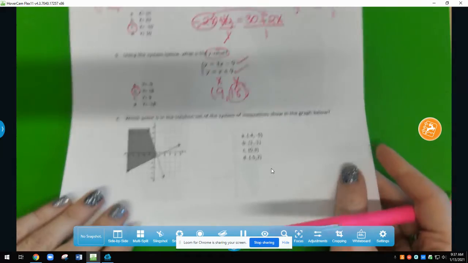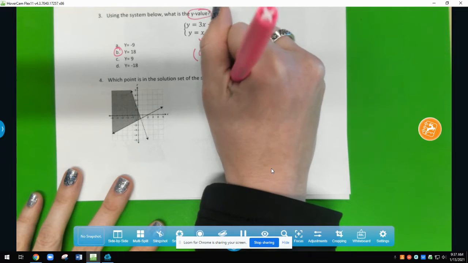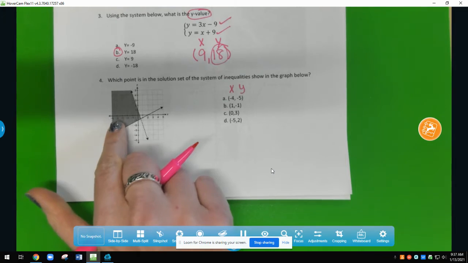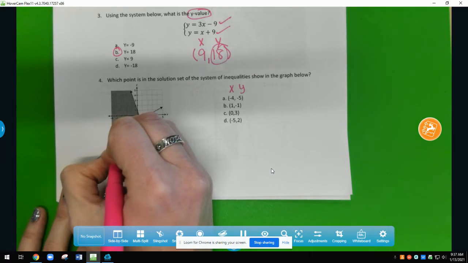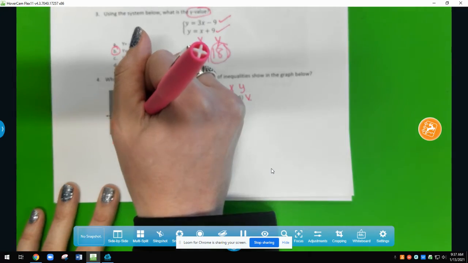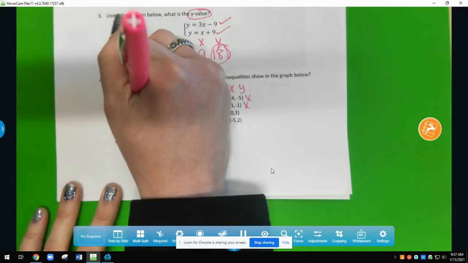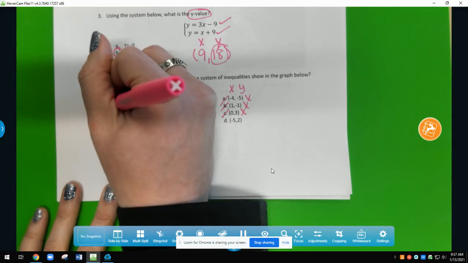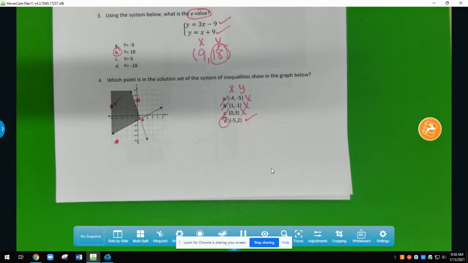Okay, number 4. Which point is in the solution set of the system of inequalities shown in the graph? So remember, we have x and y. So I'm going to graph these points and see what shows up in the shaded region. So we have -4, -5. So that's a no. We have 1, -1. That's another no. We have 0, 3. That's a no. So it has to be -5, 2, which is good. So it is D.